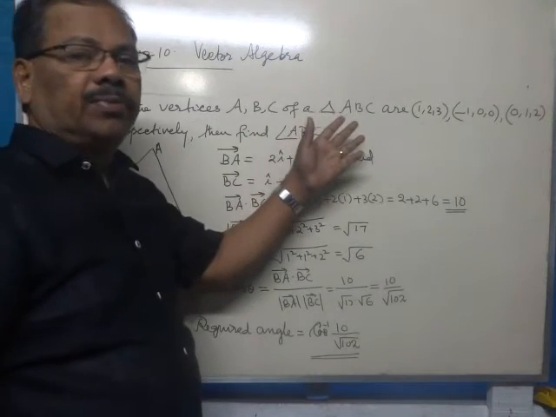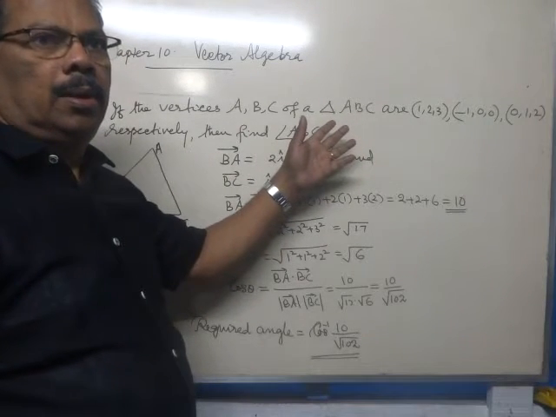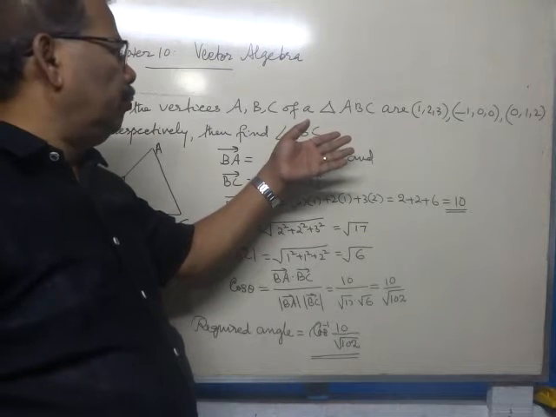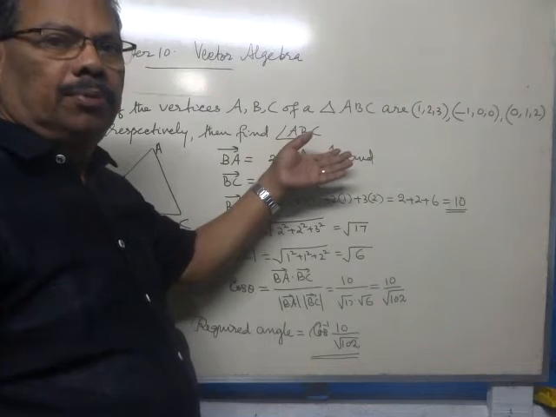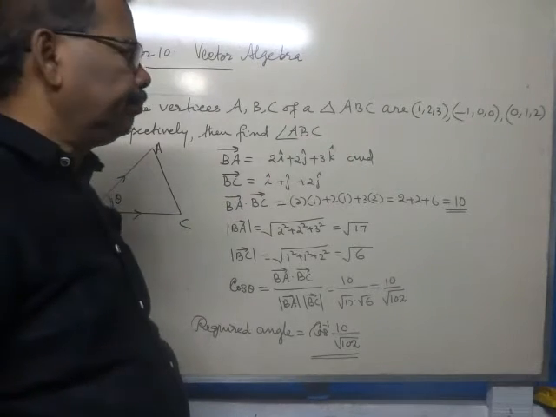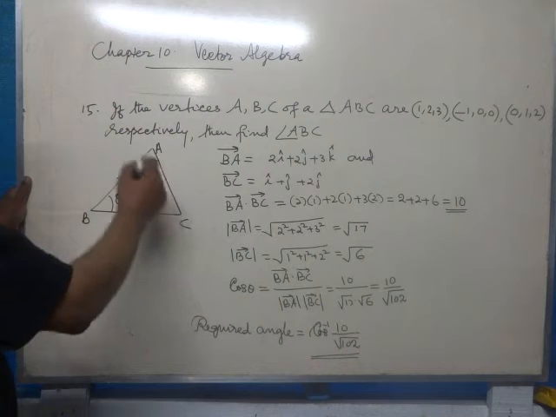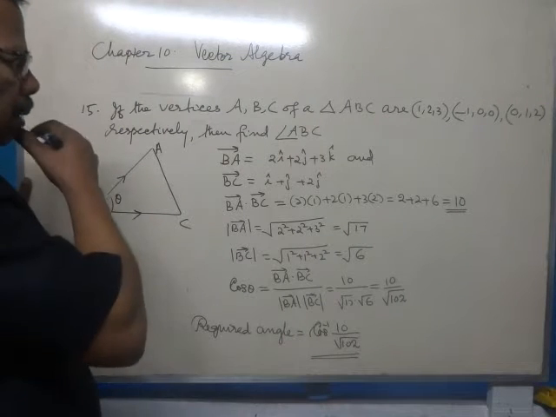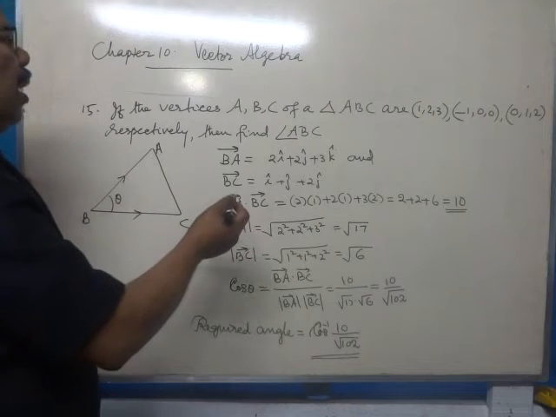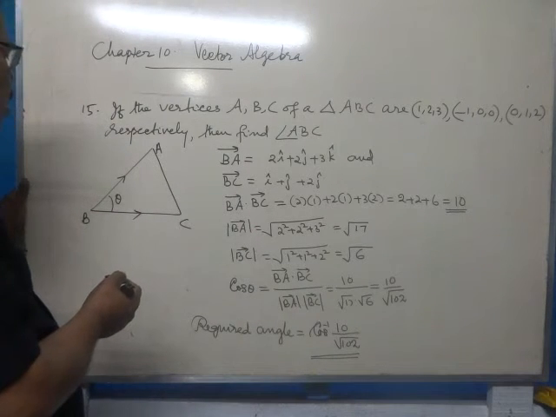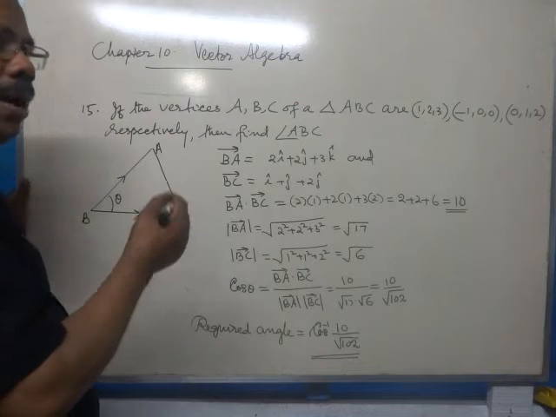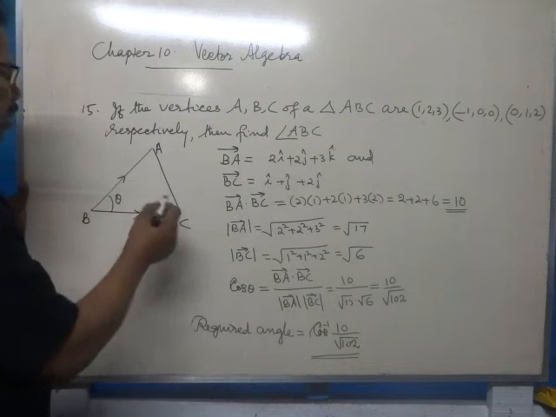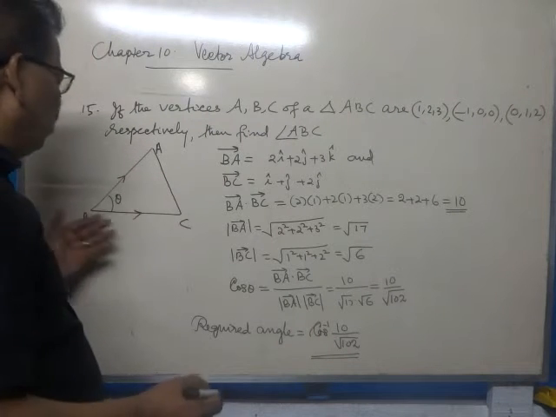We are given the vertices of triangle ABC and now asked to find out the measure of angle ABC. We have drawn the triangle ABC, and when considering the angle ABC, we have to consider the angle between the vectors BA and BC and not between AB and BC.